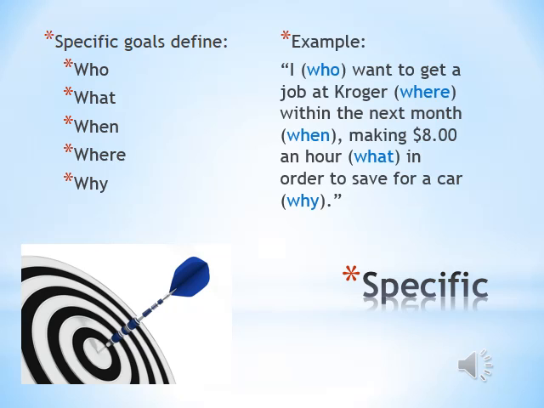This goal states, I want to get a job at Kroger within the next month, making $8 an hour in order to save for a car. You can see I've highlighted in there the who, the where, the when, what, and the why. These are the things that make a goal very specific.